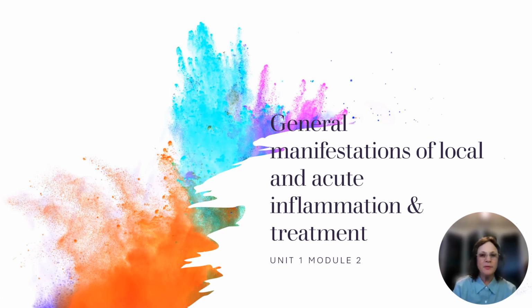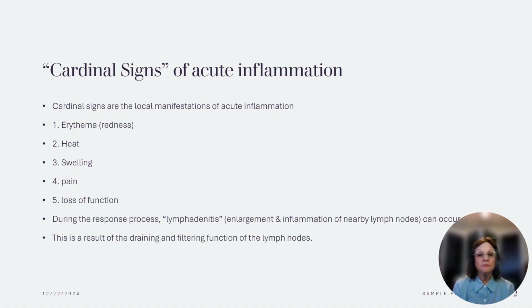Okay, so this is probably the part that you're really excited about. Now that we've learned about what's going on, you're going to start learning about what shows up on the patient during the inflammatory process. So the cardinal signs of acute inflammation are redness, also known as erythema, heat, swelling, pain, and loss of function. You will be tested on those throughout your entire program as well as on the NCLEX. So it's really important to understand that those are there.